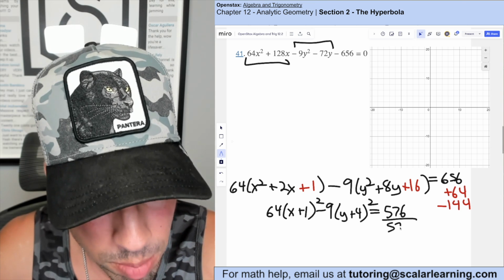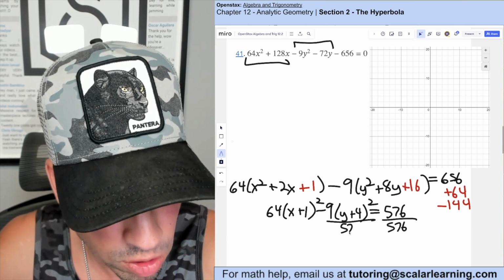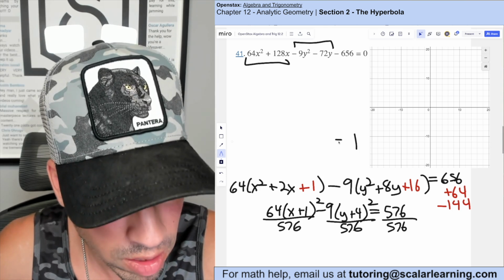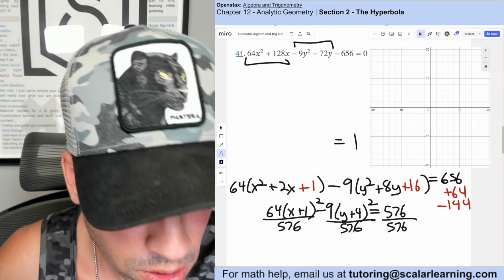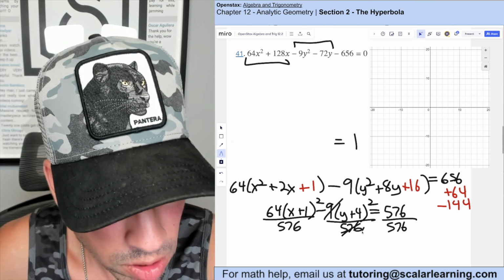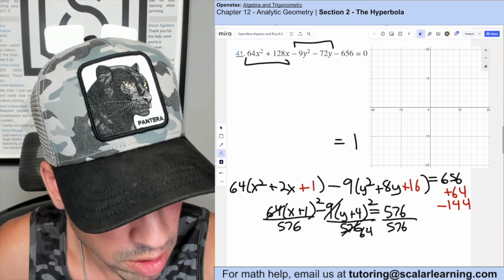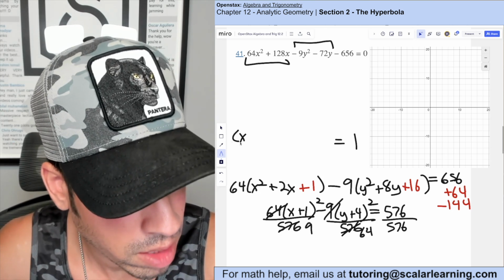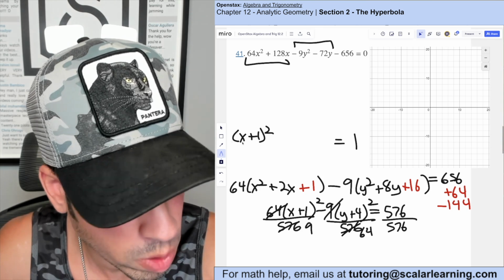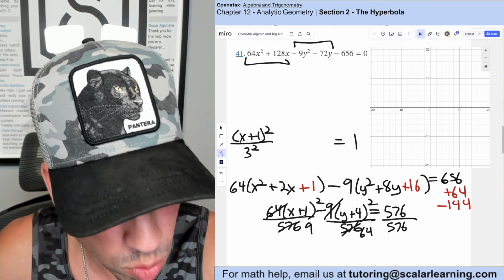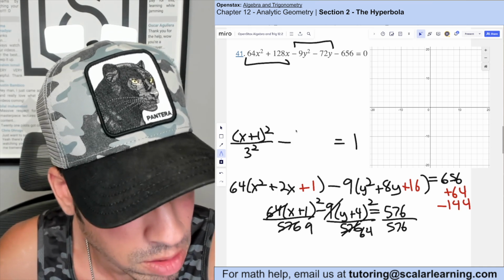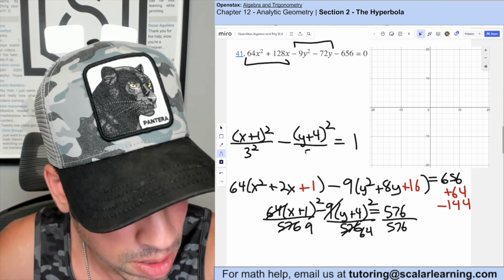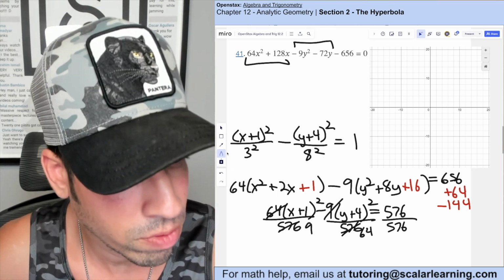Last but not least, we're going to divide both sides by 576 to get that nice 1 on the right-hand side, which is what we want. And then we got 1 is equal to, 9 goes into 576 64 times, so that reduces to 64. 64 goes in 9 times, okay? So that's going to be a 9 and a 1 on top. So now we can rewrite it as (x plus 1) squared over 9, which is the same as 3 squared. That gives us that nice standard form, minus (y plus 4) squared over 64, which is the same as 8 squared. Now we got plenty of information to begin.